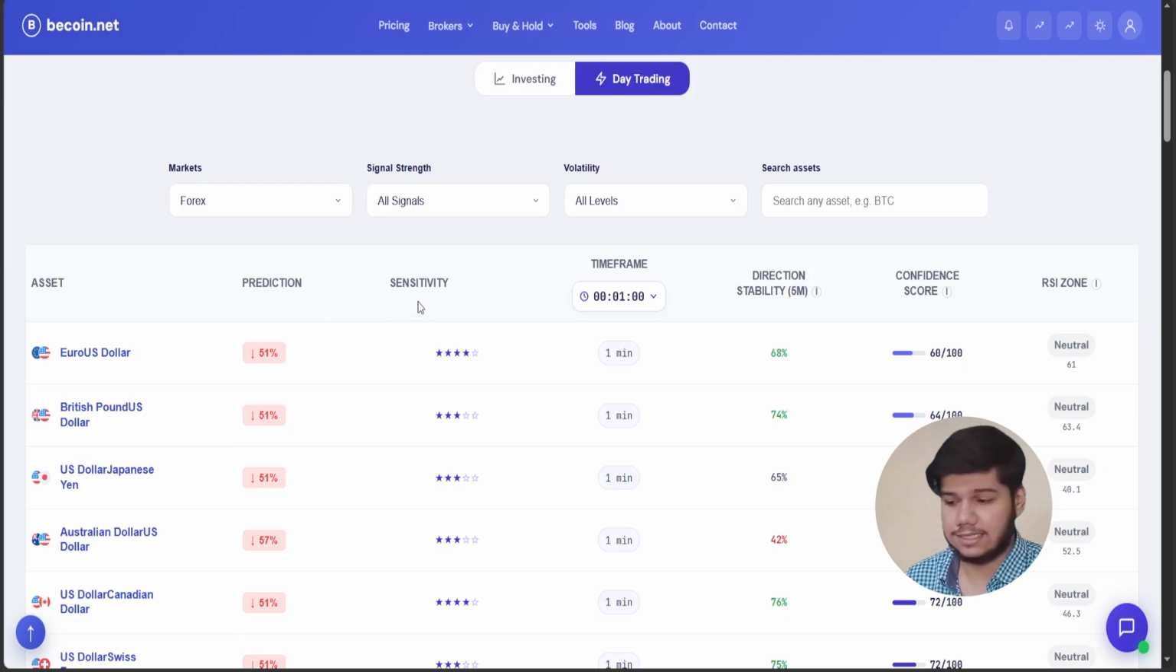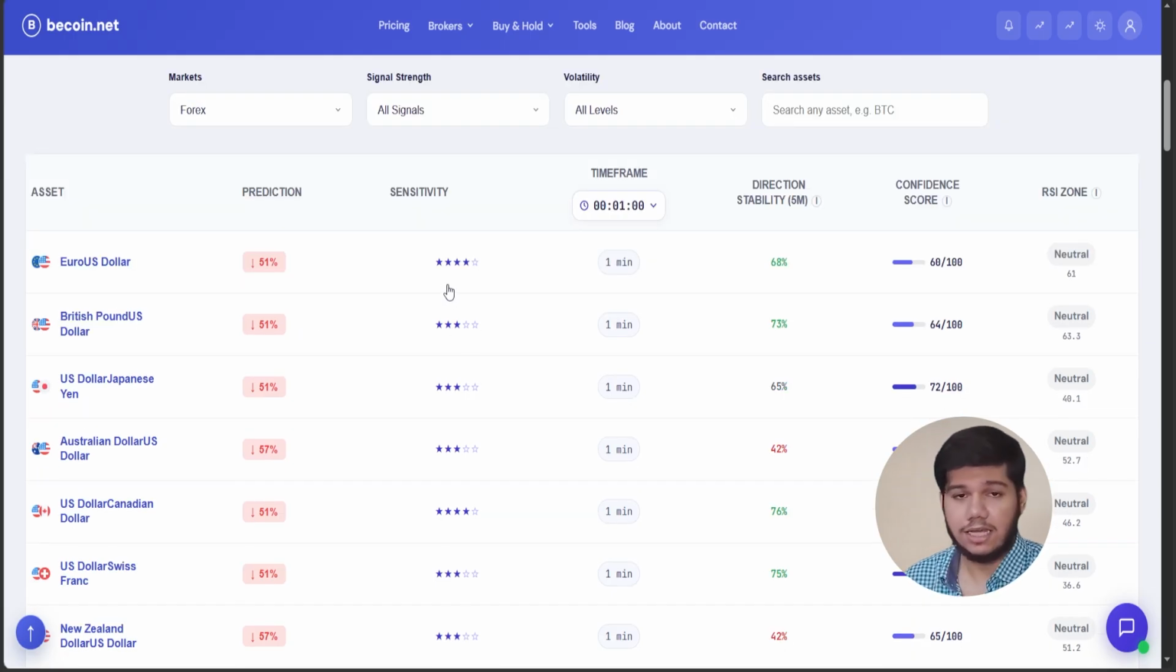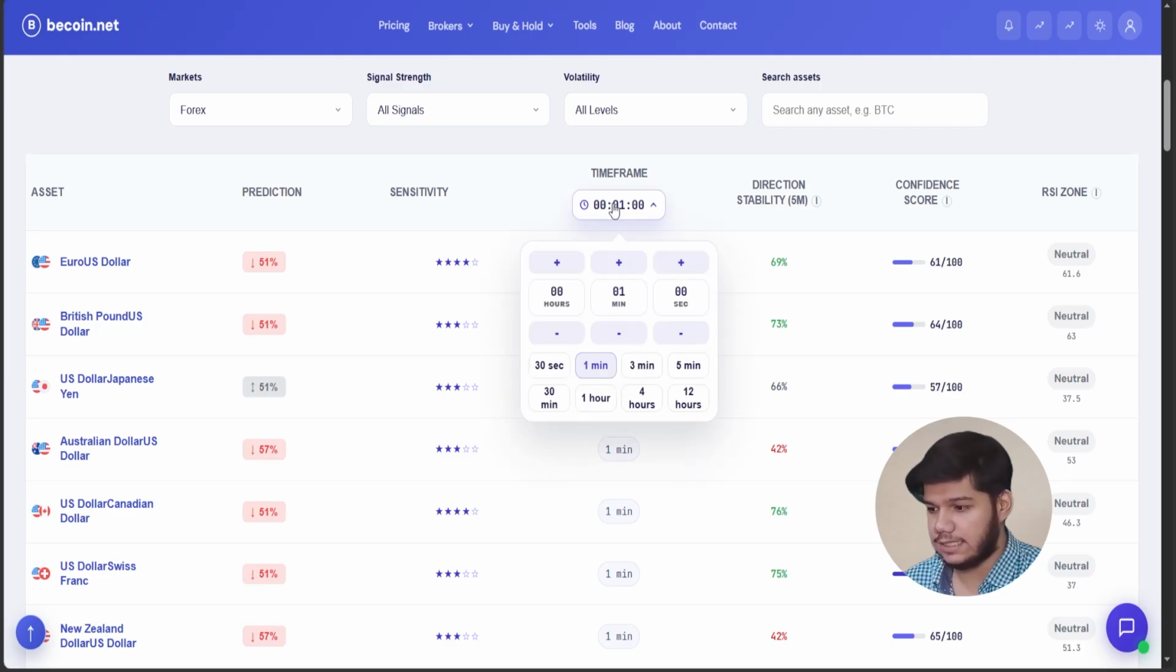Now beside it, it's sensitivity. The sensitivity means simply how much are the chances that this signal or prediction could be played in the near future. Here you can adjust the time frame according to your risk appetite.